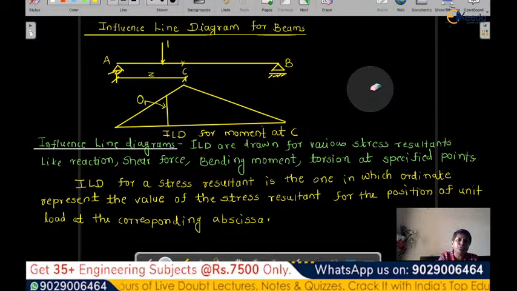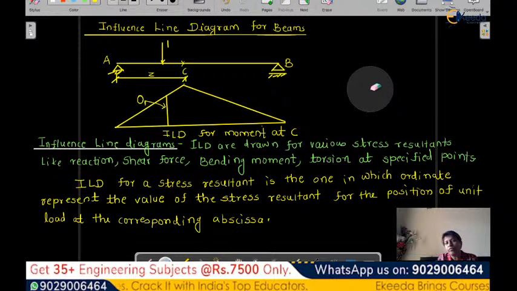So today we are going to solve a problem for an overhang beam. Okay, an overhanging beam we are going to consider, and we are going to draw influence line diagram for different reactions and shear force for different points.